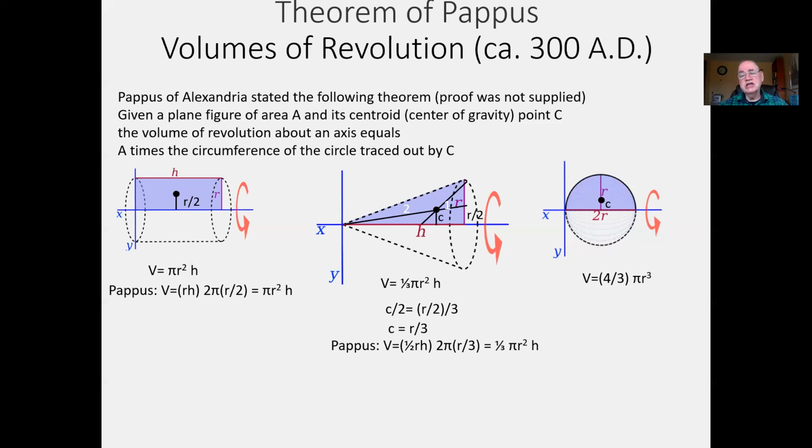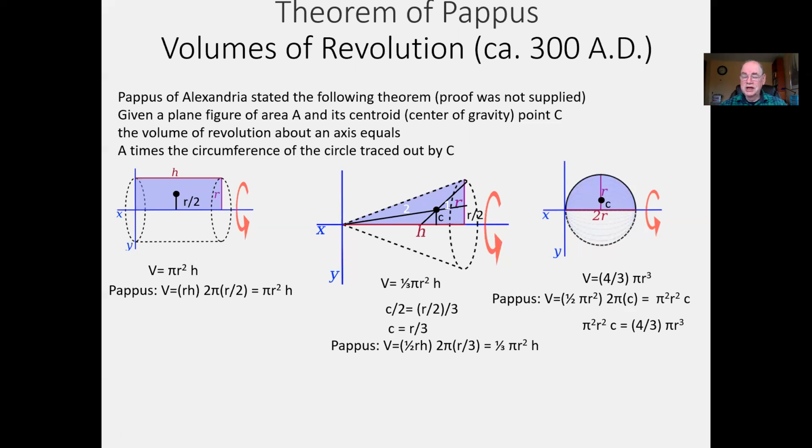But we can work Pappus's theorem backwards, since we know what the volume is. If we call this distance C, the distance from the x-axis up to the center of gravity of the semicircle, Pappus says to take the area of what we're spinning around, which is half the circle, 1/2 pi R squared, times the circumference the centroid goes around, 2 pi times C, whatever that radius is. That simplifies to pi squared R squared C. Pappus says, according to my theorem, that's equal to Archimedes' volume, 4/3 pi R cubed.